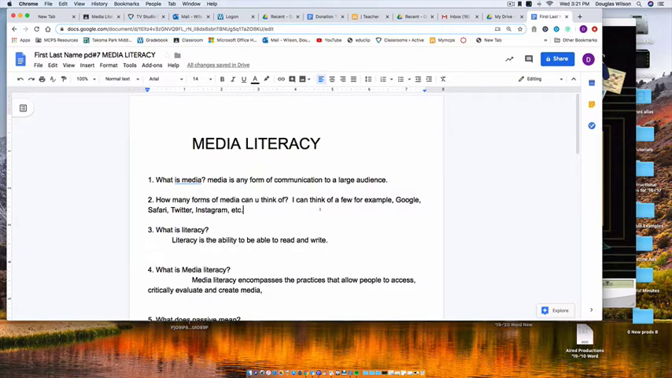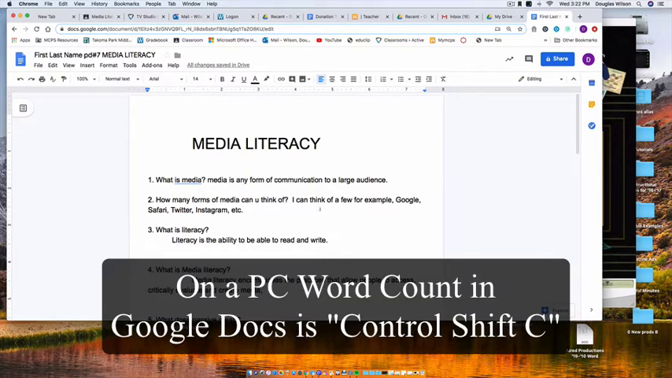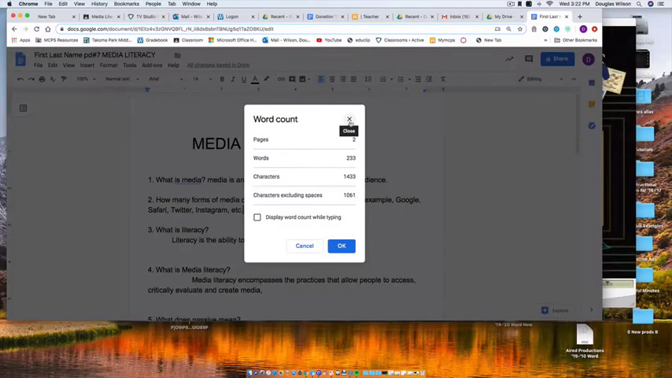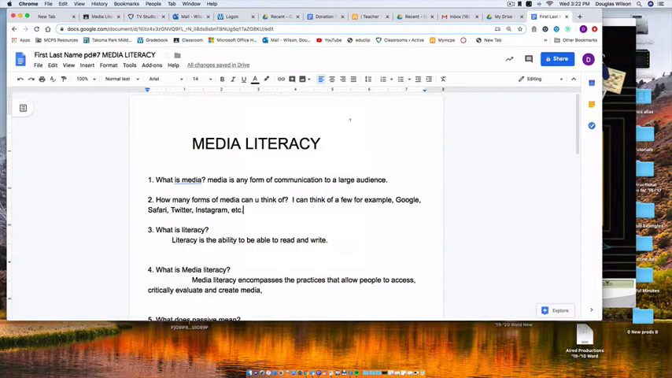One is do a word count check. On a PC, it's Control Shift C. On a Mac, it's Command Shift C, and you get this word count. Now, 233 hits the word count because I want 220. But another thing that you need to do is, first of all, get rid of everything that you don't need.